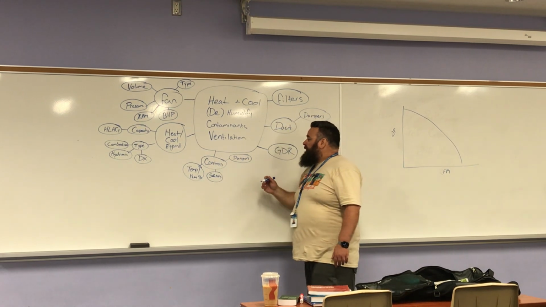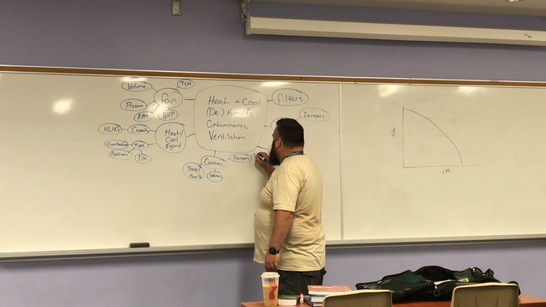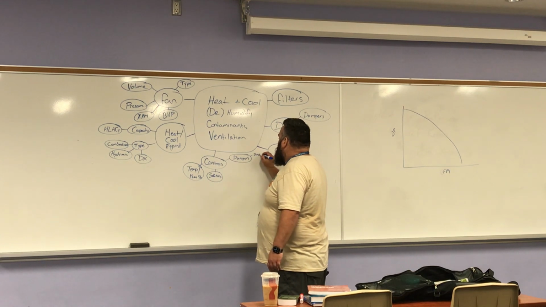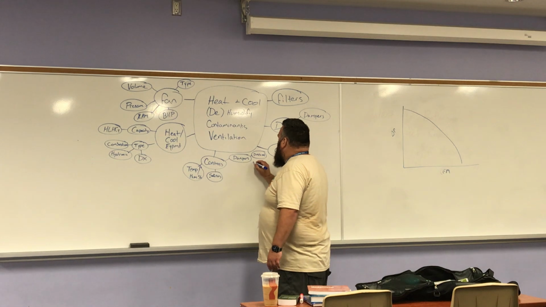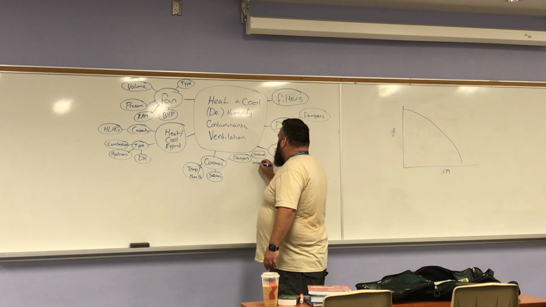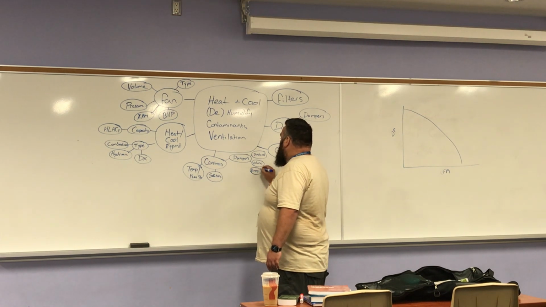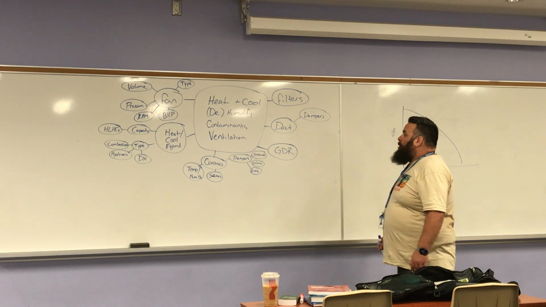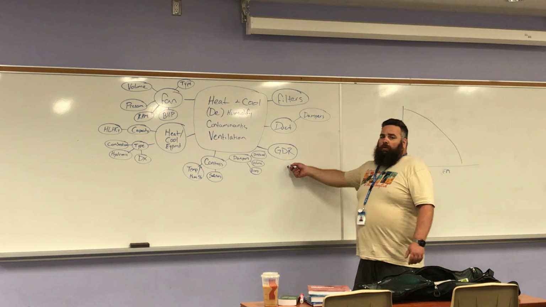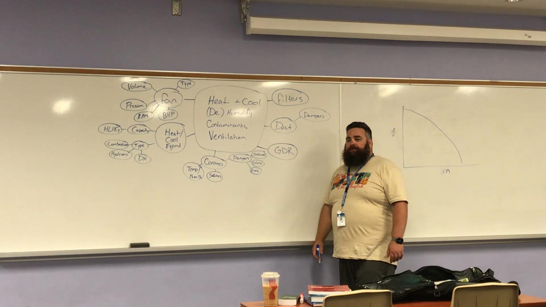So dampers can be directional. We also have volume control, and we also have binary. It's open or closed, it's on or off, okay? What do we need to know about our grills and diffusers and registers?